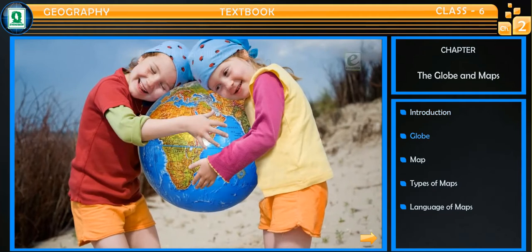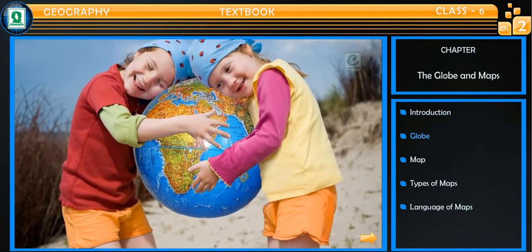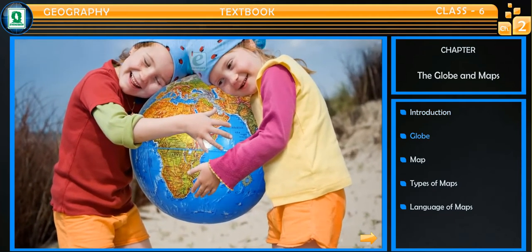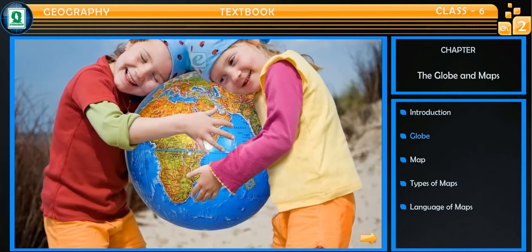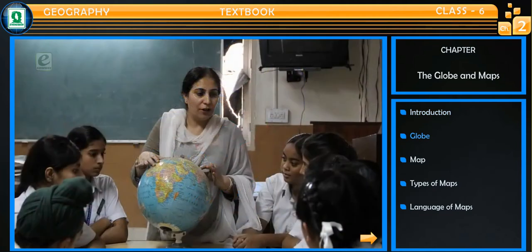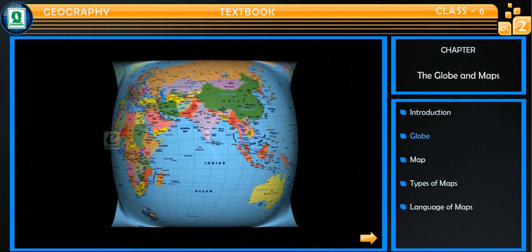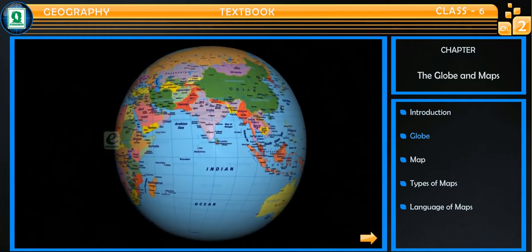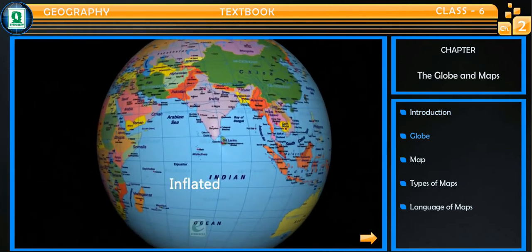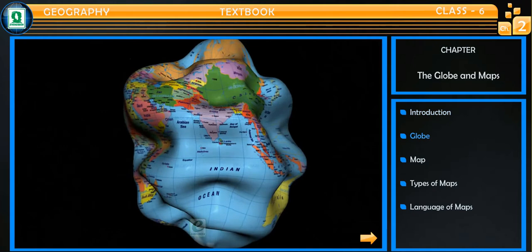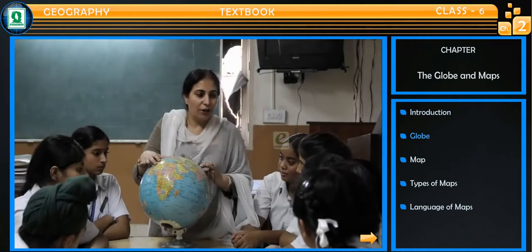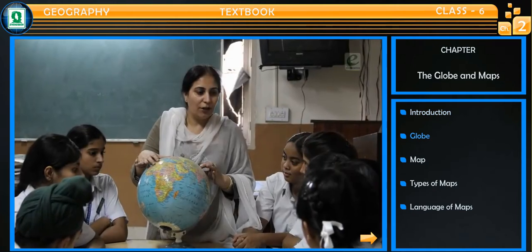Thus, we have seen that the globe is very useful to us, but there are some limitations to its use. Like, people find it very difficult to carry. This problem has been solved by using folding globes. These globes can be inflated or deflated as per requirement. But there are some other difficulties in the use of globes.